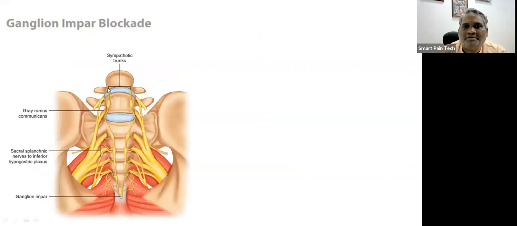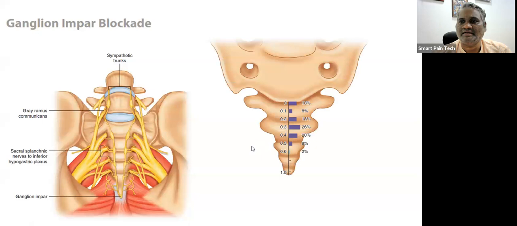Ganglion impar, again, is a continuation of the sympathetic trunks. If you see the sympathetic trunks, they come down and at the level of the coccyx, they unite. So they are not on either side; the two sides come and unite and form only one ganglion. It is called the ganglion impar or ganglion of Walther. These are the two names given to it.